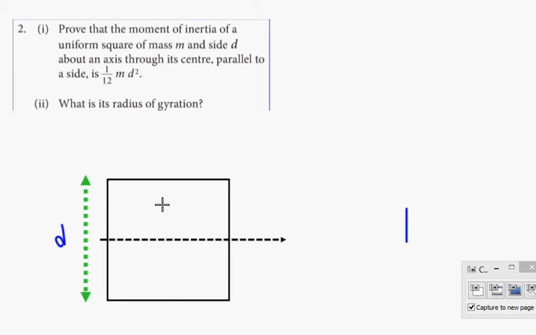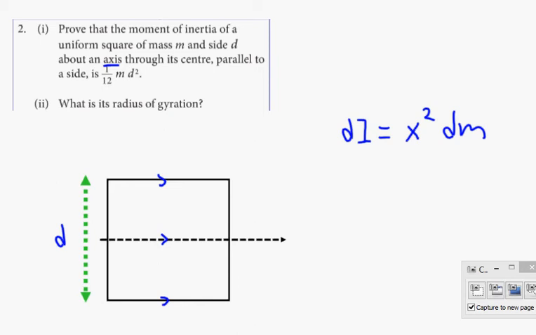So that's the axis. Prove that the moment of inertia of a uniform square mass M and side D about an axis through its centre parallel to a side. It's parallel to this side here, so we can see that we've set up the appropriate system. The formula that we're always starting off with in this chapter is dI. You can skip straight into this if you want. dI equals x squared dm. It means the moment of inertia is x squared multiplied by the change in mass. So it's just an integral.